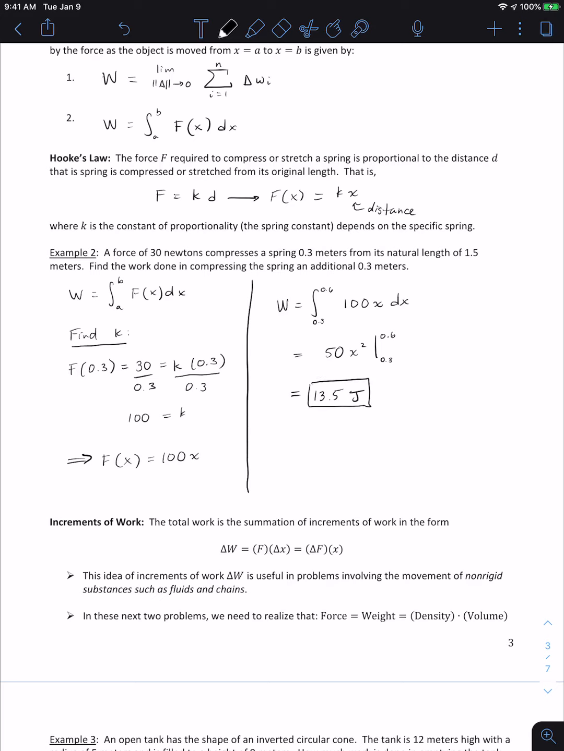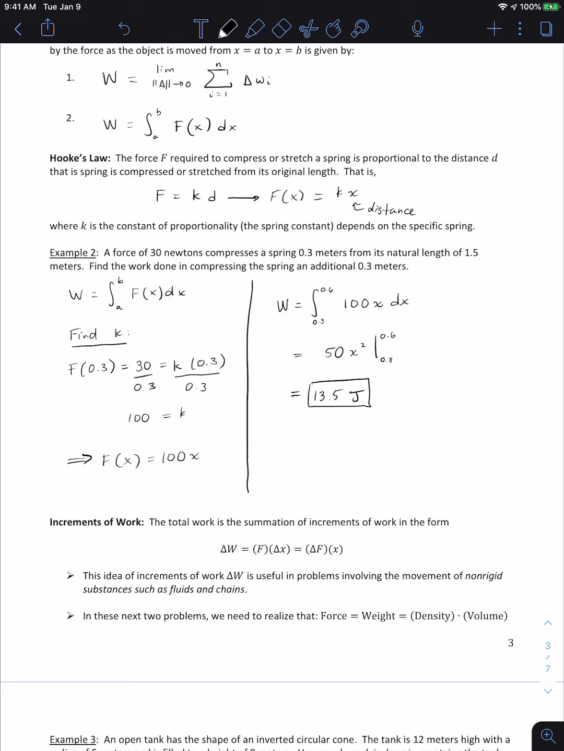Not too bad. So in this example, and in any of the Hooke's law problems where we're looking at springs, you're able to find a force function, and then you can just integrate it, and life is good. Unfortunately though, oftentimes, especially with the fluid problems we'll look at in a second, we won't be able to find a force function. But we can think about the total work as increments of work. So the total work is the summation of increments of work of the form delta W.